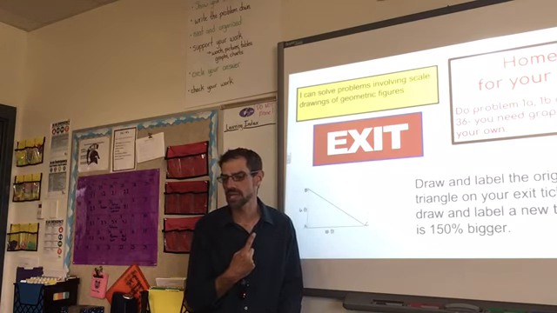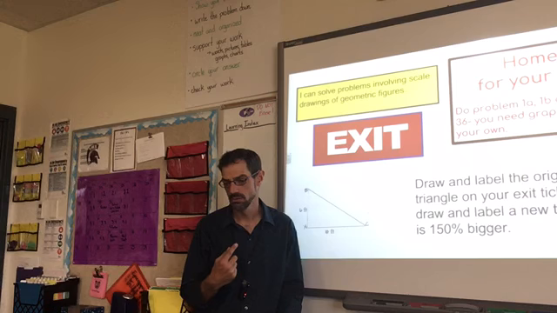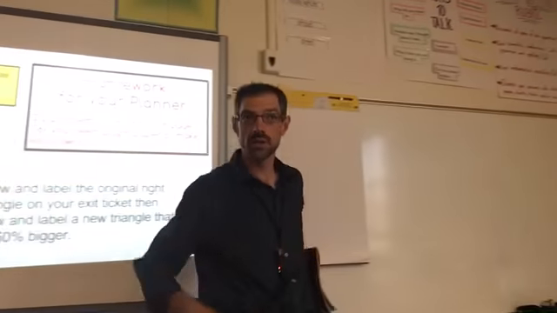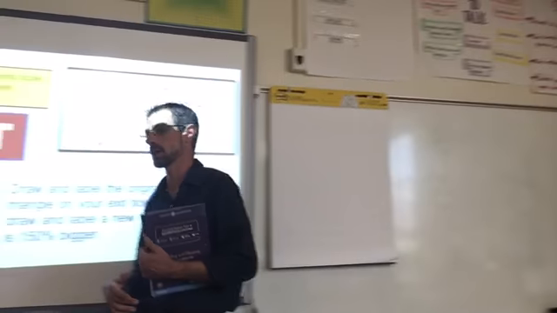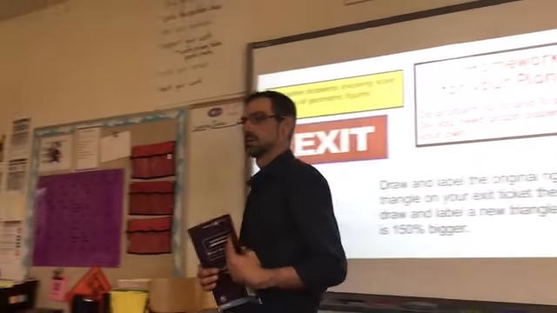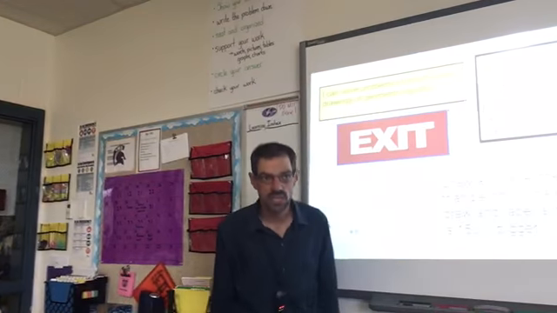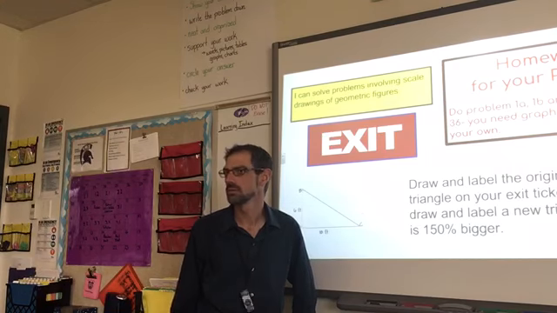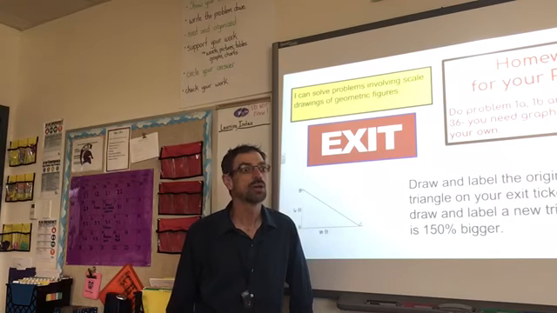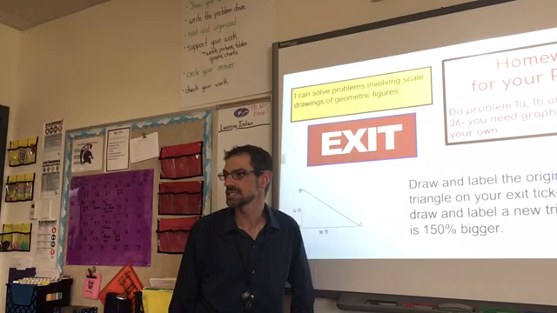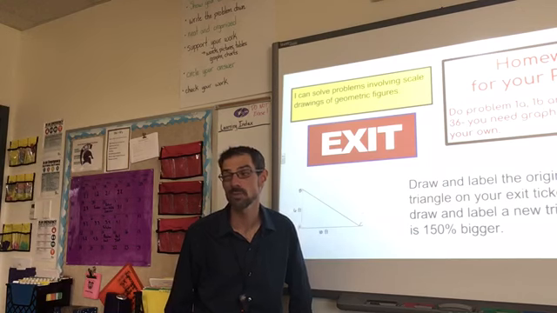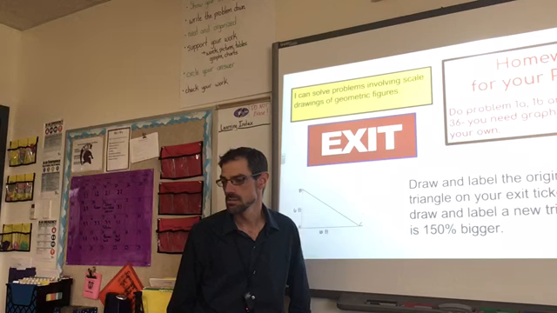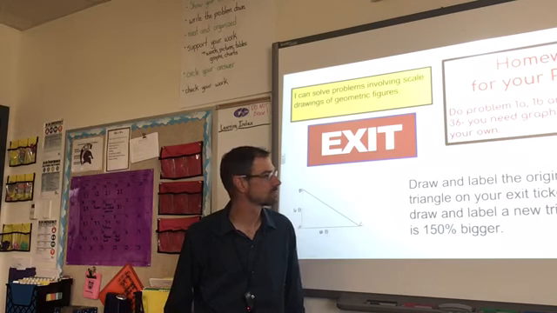We're going to go back to that I can statement. We were making scale drawings. Zug was a scale drawing. He was 200% bigger. Glug is a scale drawing. He has a scale, but Lug was not similar. And we'll talk more about that tomorrow. Okay, draw and label the original right side.